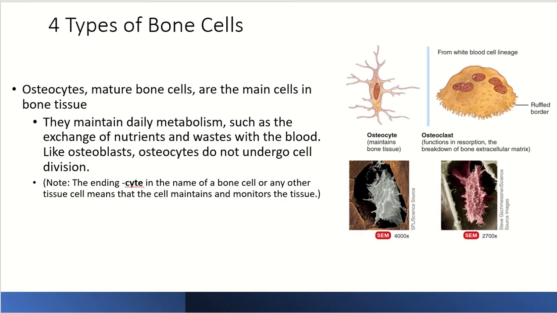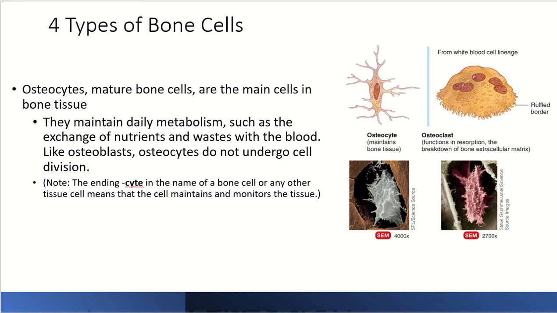Next, we have our osteocytes. So these are mature bone cells, and they're going to be the main cells in bone tissues. These are going to have developed from the osteoblast line. So once an osteoblast fully develops, it becomes an osteocyte. These are the cells that are going to be responsible for maintaining the daily metabolic activities of the bone tissue, so things like exchanging nutrients and waste with the blood. And just like osteoblasts, these osteocytes are not going to be able to undergo cell division. It's just those osteoprogenitor cells of this lineage that are going to be able to do that.